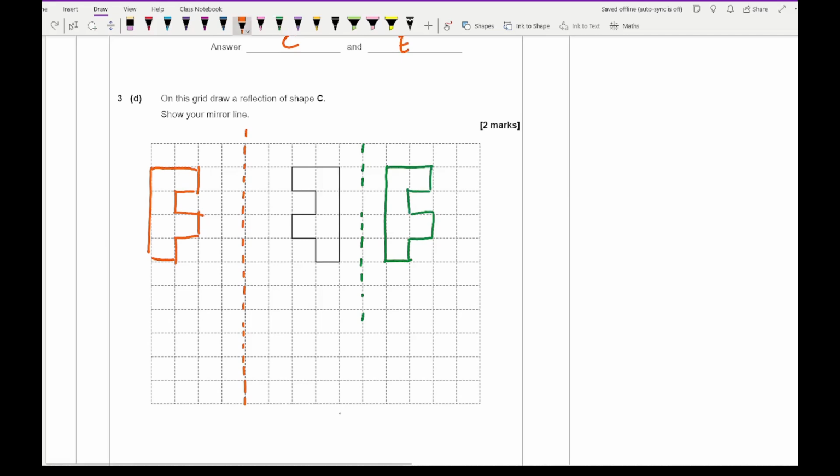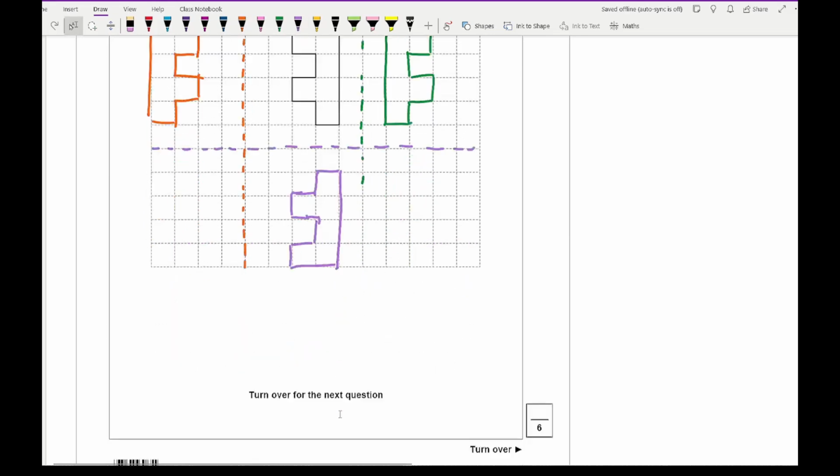You could also have your mirror line going horizontal, in which case what you'll end up with is something that looks like that. And again, make sure you are being neat and you're being accurate as well.